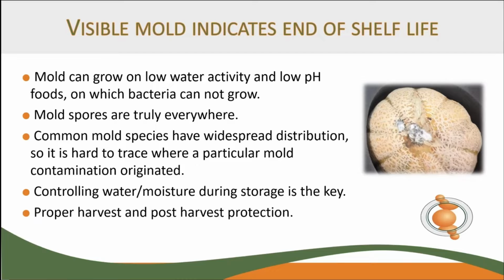Controlling water or moisture during storage is the key to preventing mold growth. I cannot emphasize that enough. It's always the case with mold growth. And proper harvest and post-harvest protection are also very important. For example, as you can see in this picture, the injury during harvest created an entryway for mold. In this case, it's Fusarium, which can really collapse a melon within just a few days.